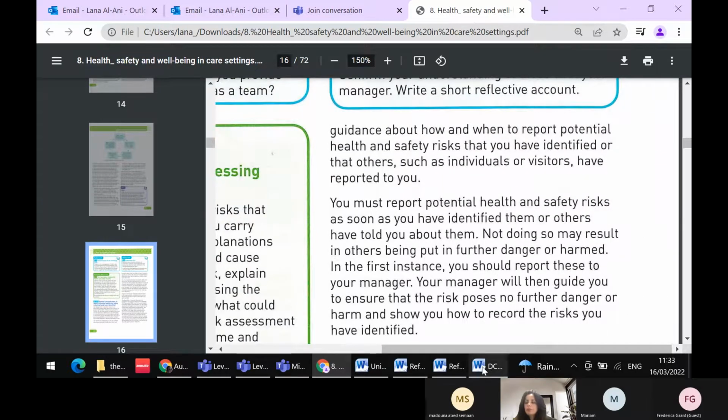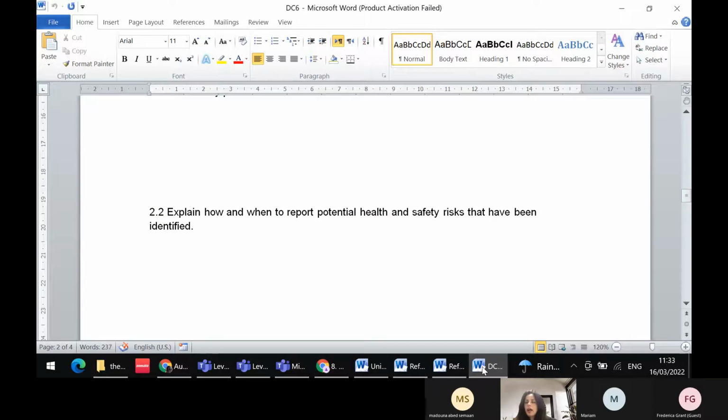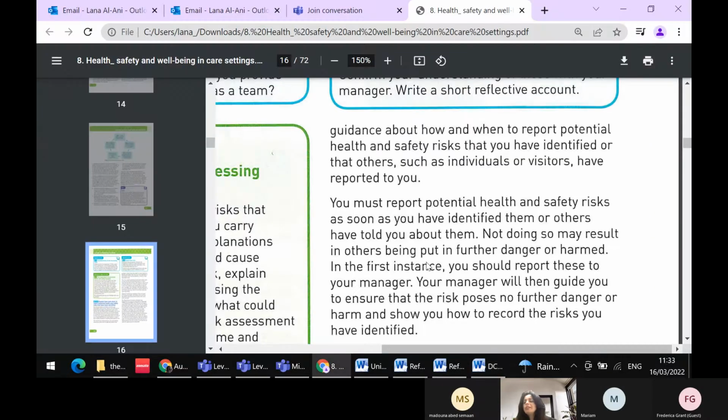Also, you must report health and safety risks as soon as you have identified them, or someone has told you about them. By not doing so, you might result in more people being harmed. This danger might spread if it is an illness or something more harmful.